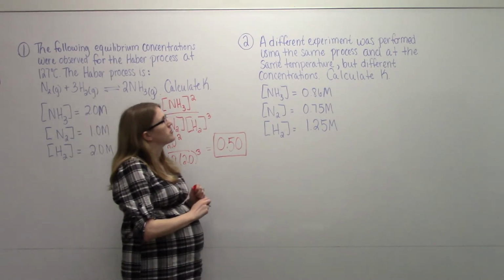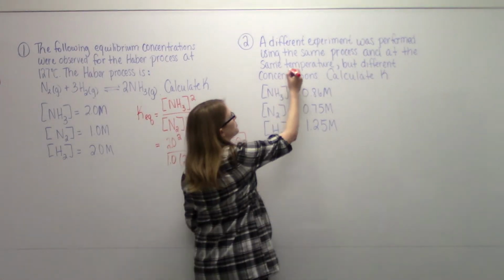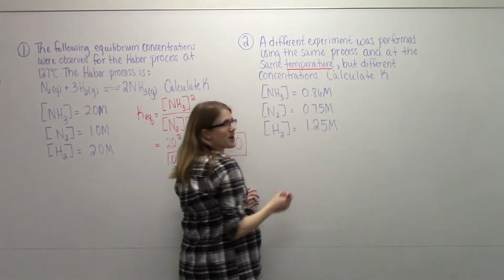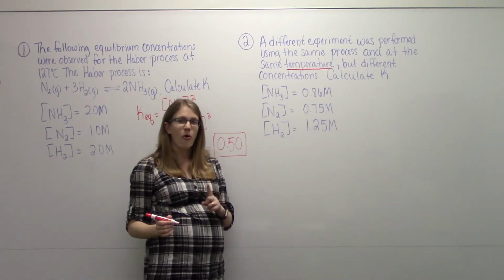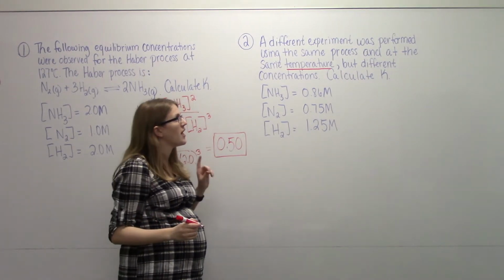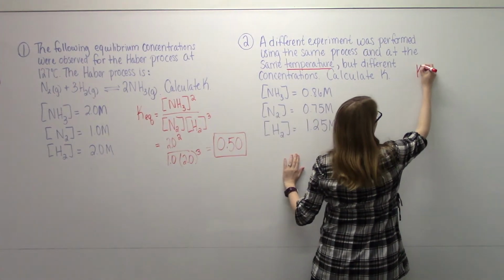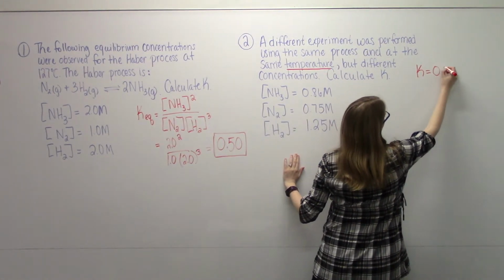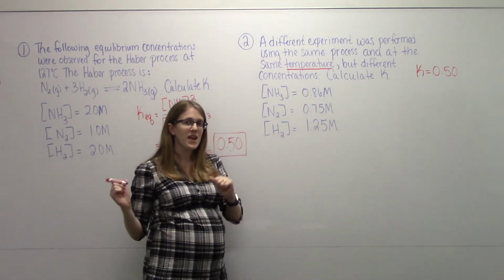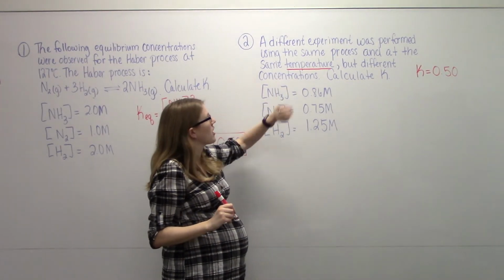A different experiment was performed using the same process and at the same temperature. Ooh. So we're doing the same temperature, but different concentrations. Do you remember? The only thing that will actually affect K is temperature. So if this problem works out, we should get K to be 0.50 or something very close. We should get the same answer because we have not changed the temperature, but different concentrations.